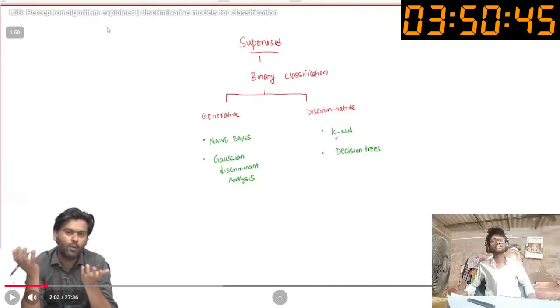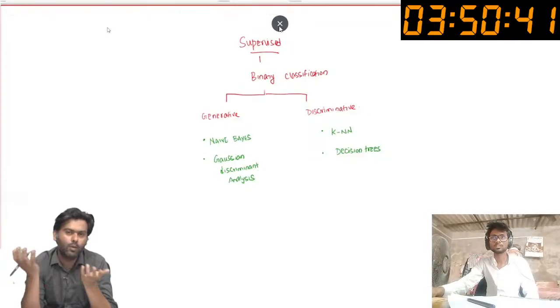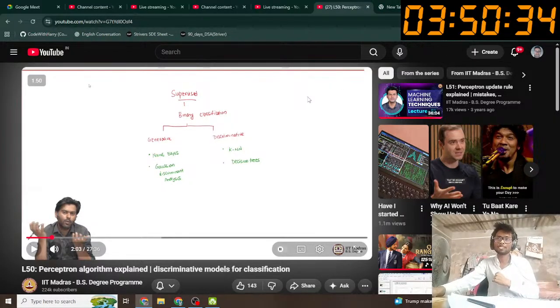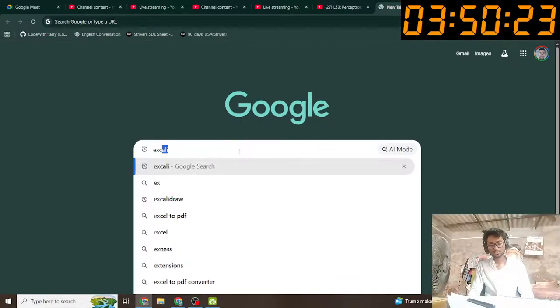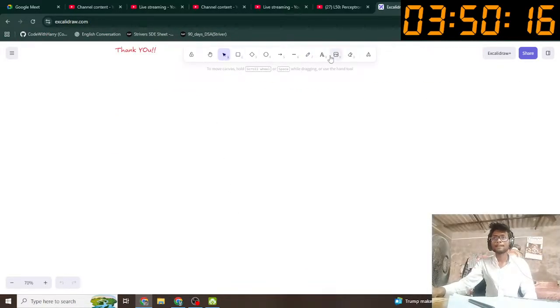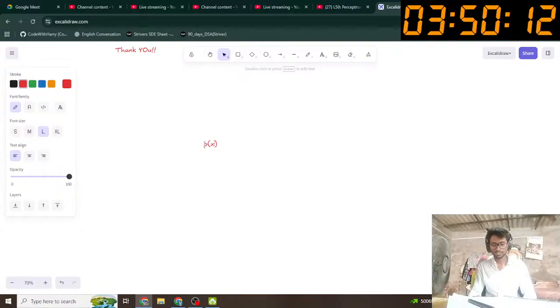So from the conditional formula, we know that p of x and y is the same as p of x given y times p of y. So we are going to model p of y given x, which is equal to p of x and y divided by p of x.